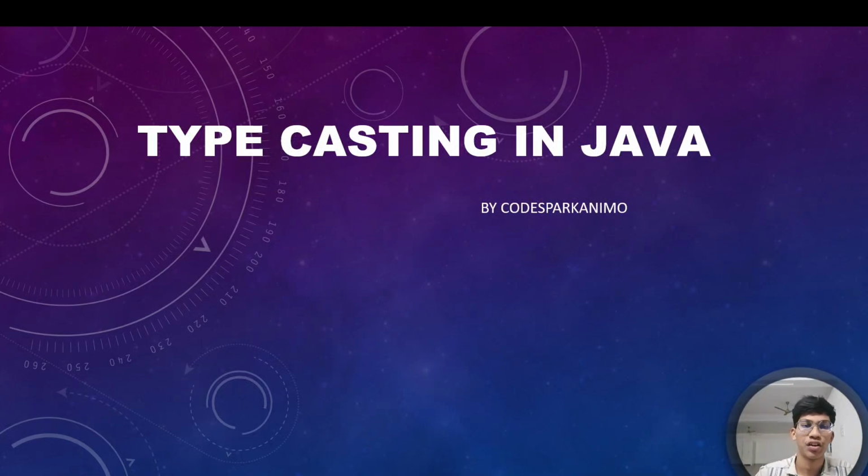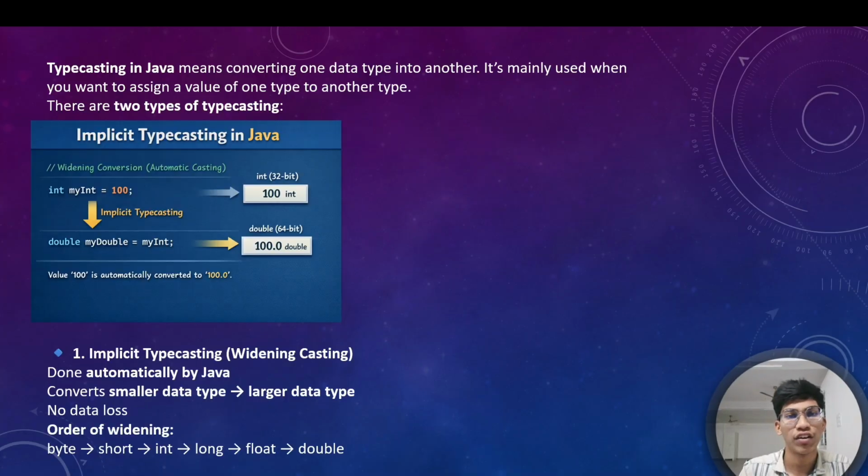Hi guys, today we are going to discuss a new topic named typecasting in Java. Typecasting in Java is used to store one type of data into another type. They are divided into two types: implicit typecasting and explicit typecasting. In implicit typecasting, Java does this automatically.